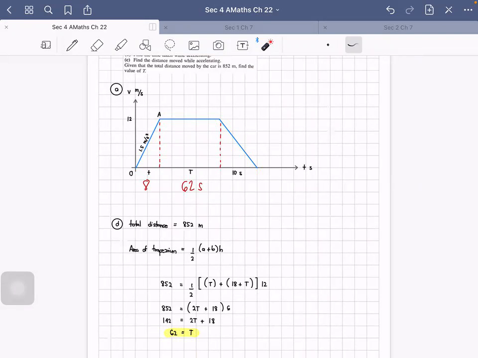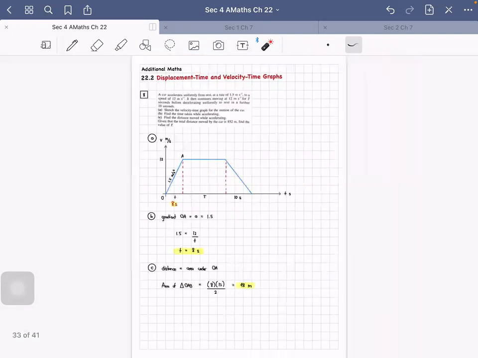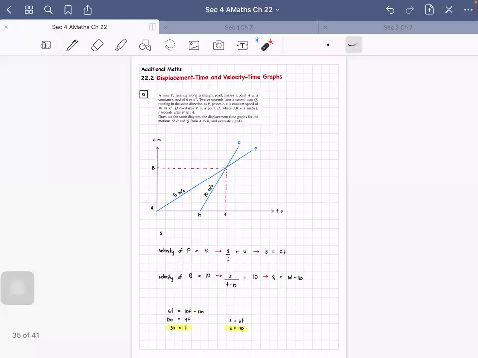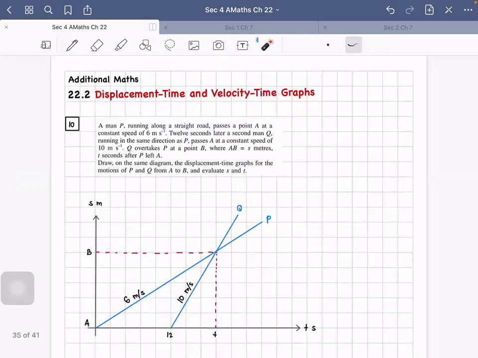Okay, class, do you have any question for this example? Probably one more very short example. This is example number 10. We can go to the next page.